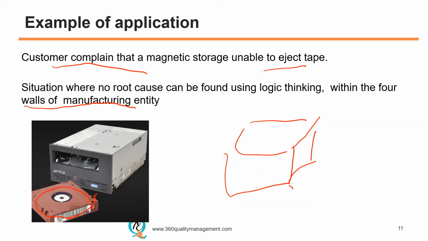And eventually, through a thorough investigation, imagination, and also brainstorming to try to understand the customer's usage environment, it was found that this customer had used very strong radio frequency emitting devices that caused the sensor to malfunction. Therefore, the tapes could not be ejected. So sometimes we really have to apply creative problem solving within the critical thinking steps in order to solve the problem.